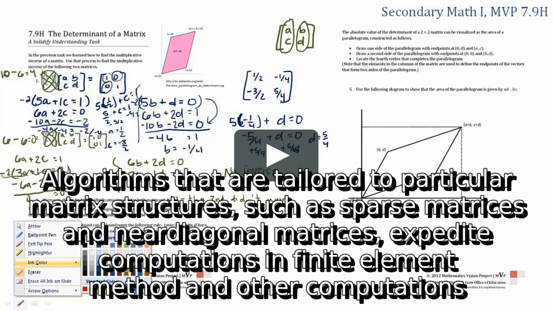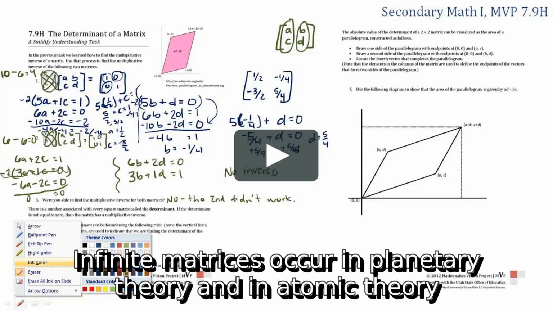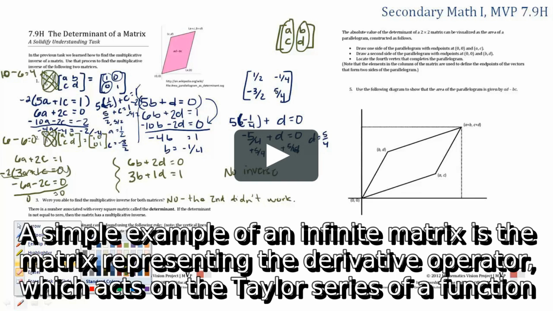Infinite matrices occur in planetary theory and in atomic theory. A simple example of an infinite matrix is the matrix representing the derivative operator, which acts on the Taylor series of a function.